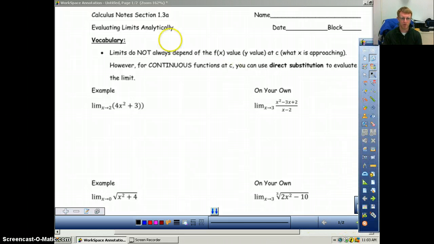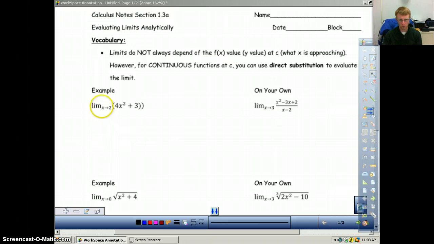It says limits do not always depend on the f of x value, which is the same as the y value at c, which is what x is approaching. Keep in mind c is this little number here, and f of x is this function, but it's also a y value. However, for continuous functions at c, in other words, if a function is continuous at this value, we can use direct substitution to evaluate the limit. If we know that a graph is going to go through the point that we're looking for, then that's what the limit is going to be. We can simply plug our value in.